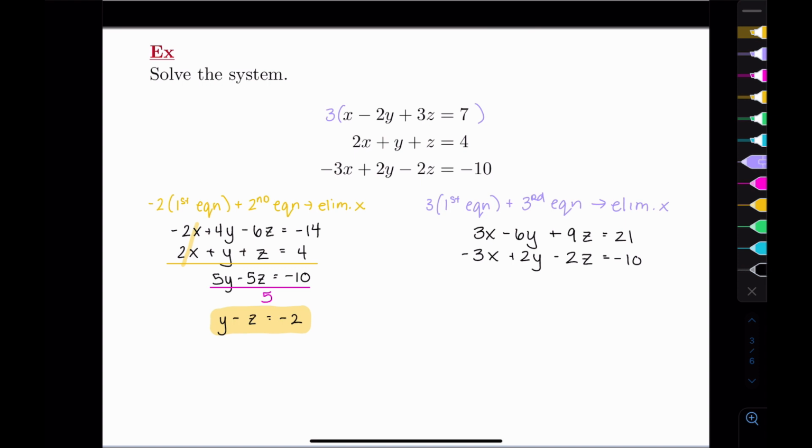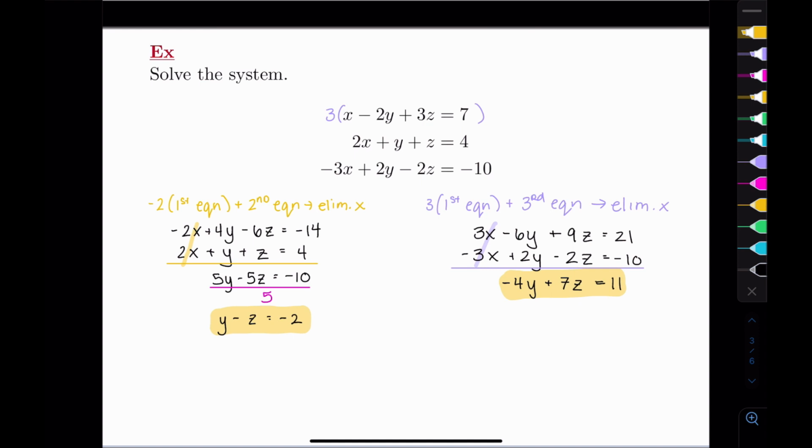Now when we add these 2 together, the x's cancel again. And what I'm left with is negative 4y plus 7z equals 11. And now, unfortunately, I don't have any way to get rid of any of those constants. There's nothing in common to the two.